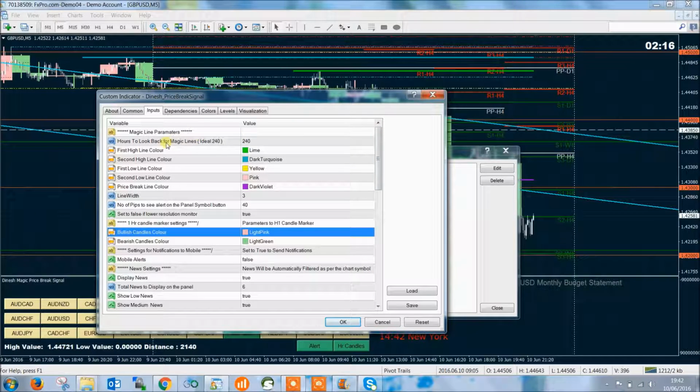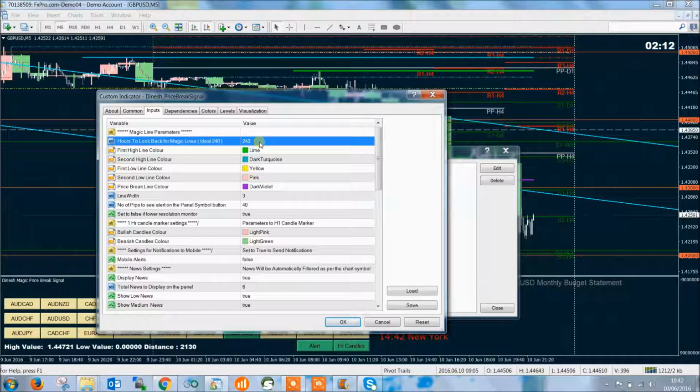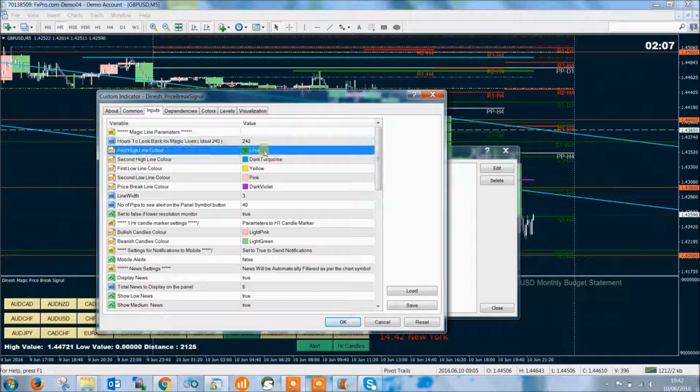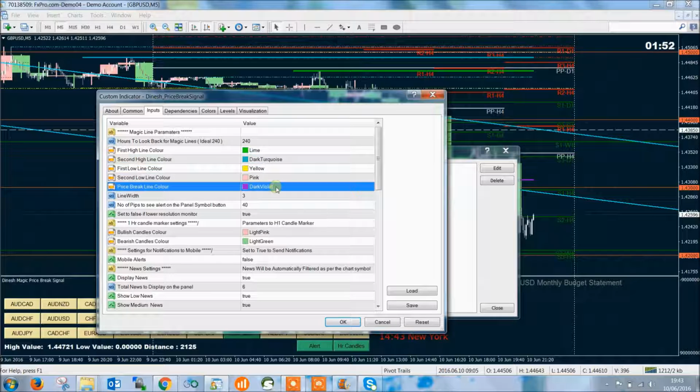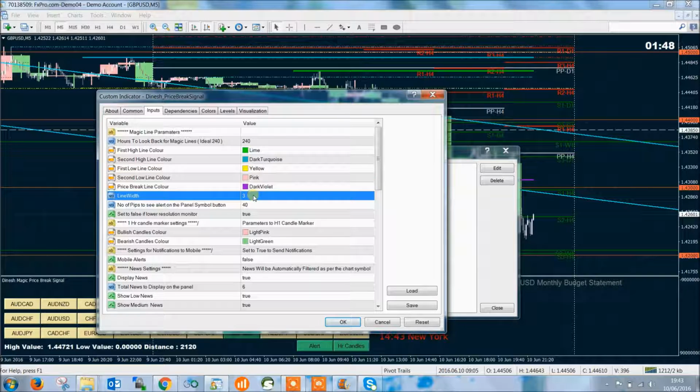So hours to look back, the ideal is 240. Leave it as 240, don't change it. We go by the 1 hour time frame. So first high line color is lime. Second high line color is this one. So these are the colors that you see here, the magic lines. And the first low line color is yellow, you can see here. And the price break line color, which is the magic line that we call, is dark violet. So line width is 3, leave it as 3, it looks nice to identify the difference of the lines.